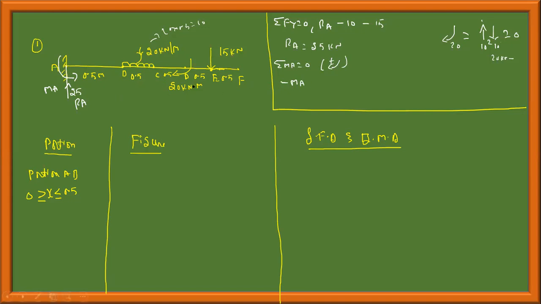This 20 is clockwise, plus 20 into 0.5, the load, force into W into x by 2. This is concentrated at the center here, so 20 into 0.5, x by 2 is 0.25, plus 0.5. Clockwise moment is positive, plus 20, plus 15 into 0.5 into 0.5, this is 2, equal to 0.